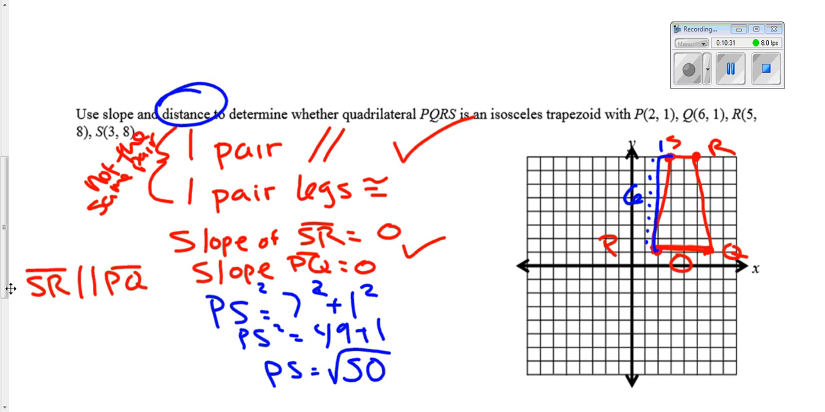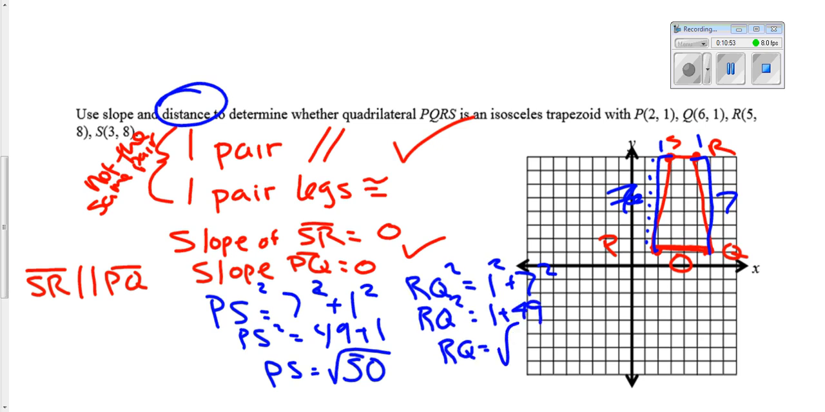Okay, so in order for it to be congruent, the other one has to be the same. So now I'm going to do RQ. 1 and 7. Okay, I see the same numbers. Let me just double check though. So the length of RQ squared is going to be equal to 1 squared plus 7 squared. Because remember, I'm using my Pythagorean theorem. 1 plus 49. Okay, so RQ is equal to the square root of 50. Square root of 50, not just 50.